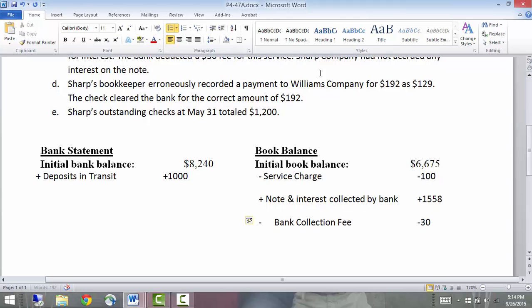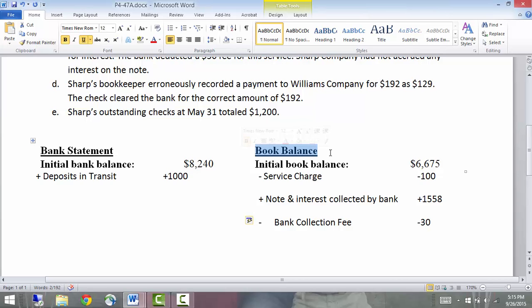Now, Part D, Sharp's bookkeeper erroneously recorded a payment to Williams Company for $192, but she recorded it as $129. The check cleared the bank for the correct amount of $192. Okay, I think these are the most difficult parts of the bank reconciliation to me, so you have to be very careful when that's an error. I think first you should ask yourself, who made the mistake? Did the bank make a mistake, or did your bookkeeper or your accountant? Here, our bookkeeper made the mistake, so we're going to make the adjustment over here.